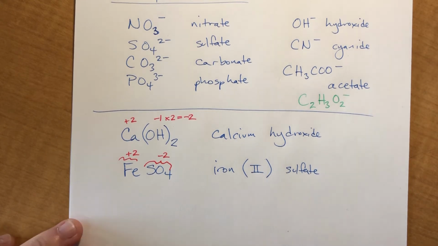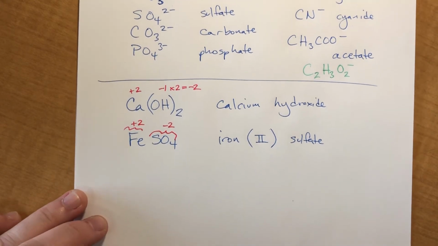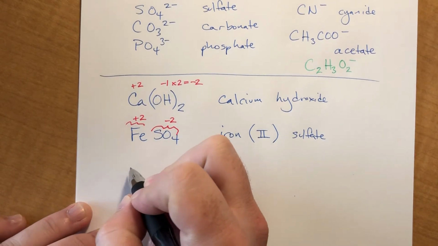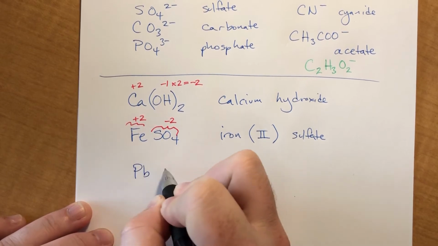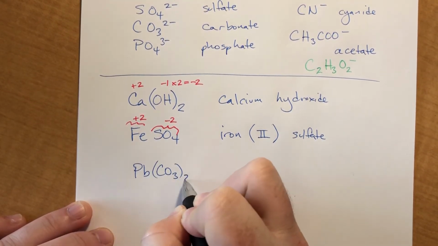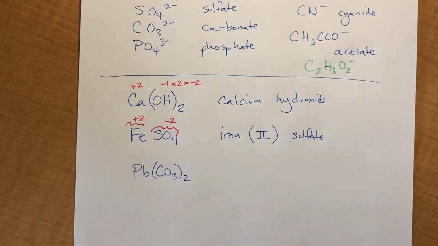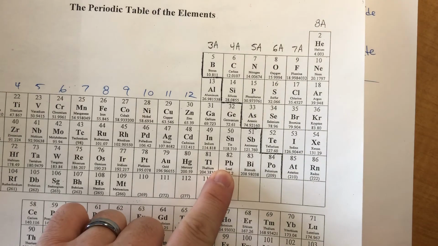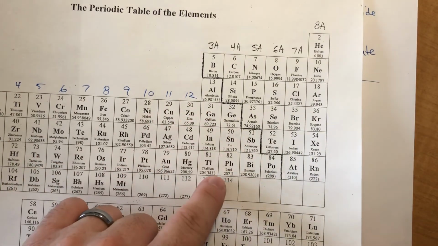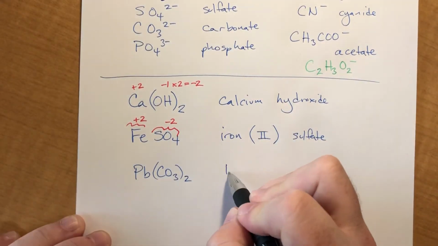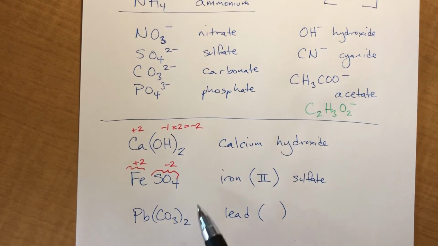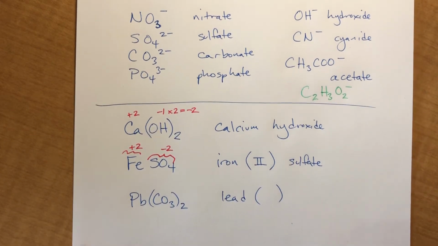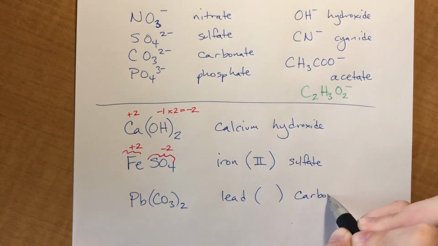Okay. Let's try a few more here. PbCO3 2. Pb is lead. It's under the stair step, so we can't predict what its charge is. So it's lead, some sort of Roman numeral. We'll have to figure out its charge here in a minute. CO3 is carbonate, and it has a -2 charge. So this is still just carbonate.